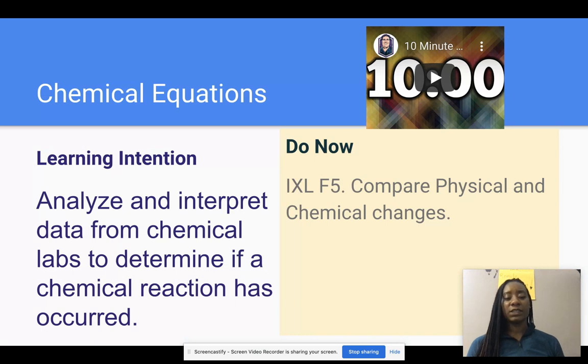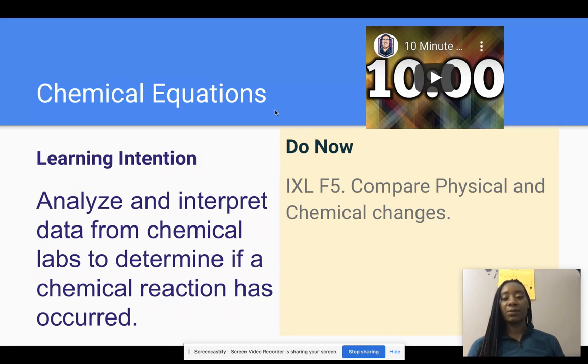So our learning intention, we're going to analyze and interpret data from chemical labs to determine if a chemical reaction has occurred. Yesterday, you did a glow stick lab and you looked at changes such as did it give off heat? Did it give off light? Those were signs of a chemical change. Today, we're also going to look at chemical reactions, but we're going to look at the chemical formulas that go with those reactions.